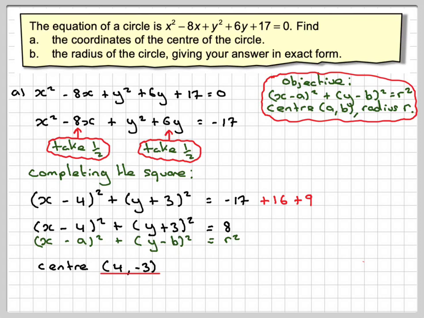the minus b gives you 3, so therefore b must be equal to minus 3. And the radius will be the square root of 8, and the square root of 8 is the same as 2 root 2. This is what it means in the exact form, because 8, that's 4 times 2. Square root of 4 is 2, so 2 root 2.